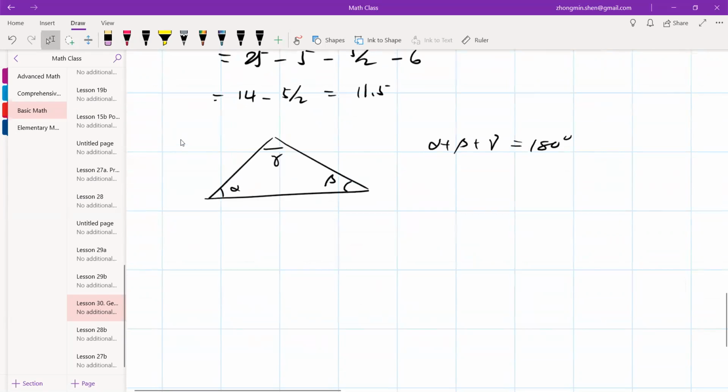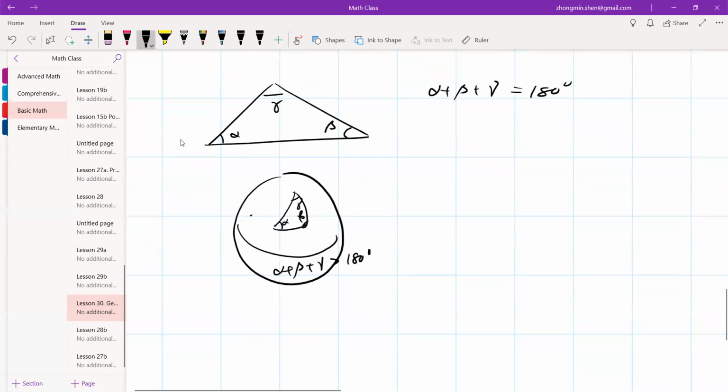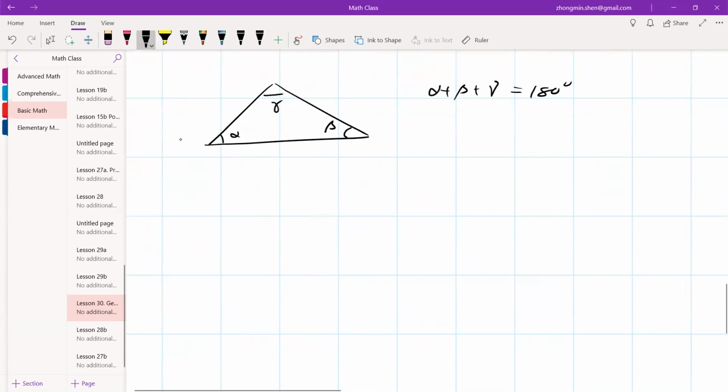Here's a question. If the triangle is put on a basketball, do you think the sum of the 3 angles will still be 180 degrees? Yes. Actually the sum of the 3 angles is larger than 180 degrees on a ball. Does the ball warp it or something? No, I'm not going to talk about this here.